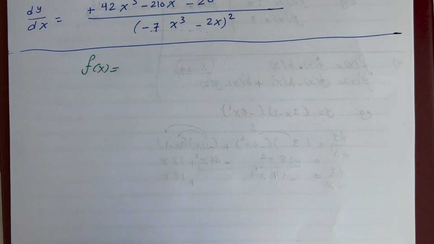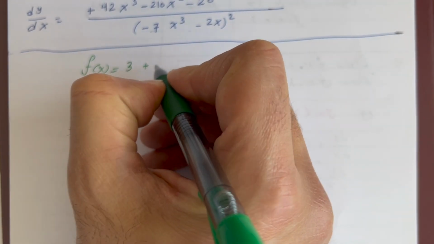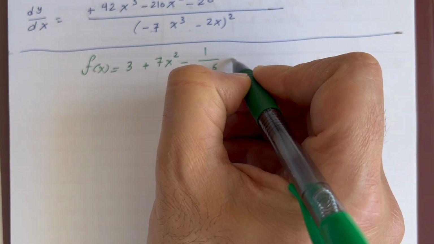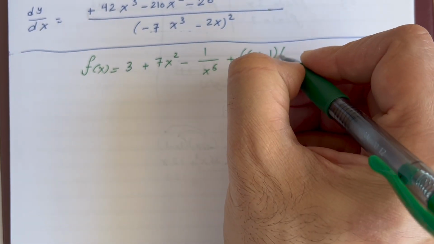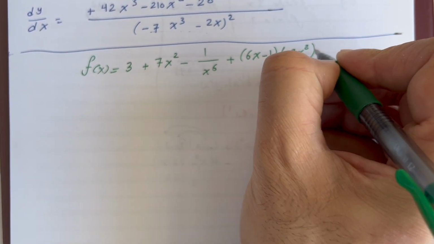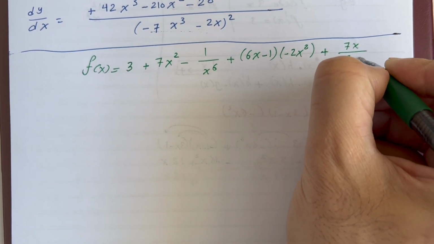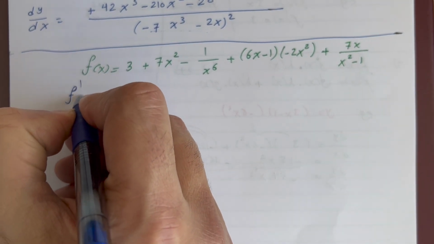Now let's solve a question that has all of these rules together. F of x equals 3 plus 7x squared minus 1 over x to the power 6 plus 6x minus 1 times negative 2x squared plus 7x over x squared minus 1. All of the 5 rules in one question. So let's do the derivative together.